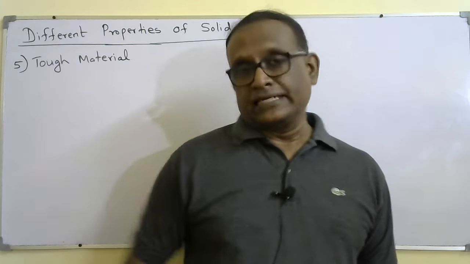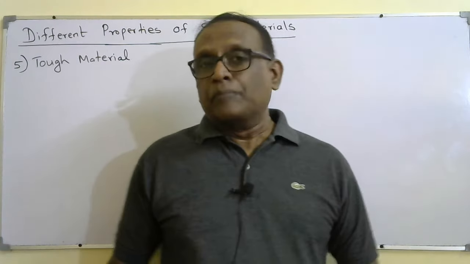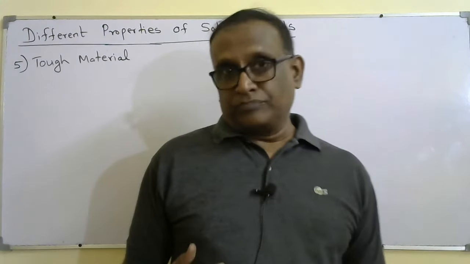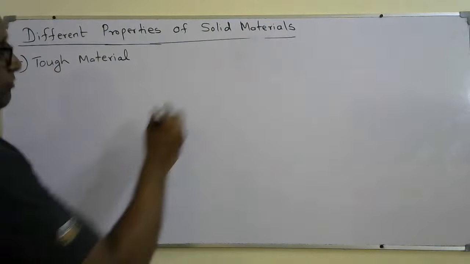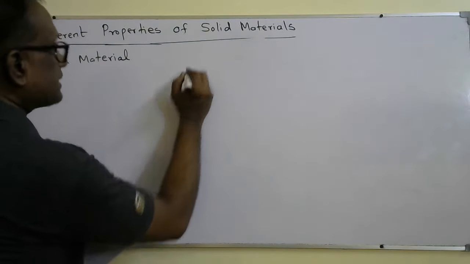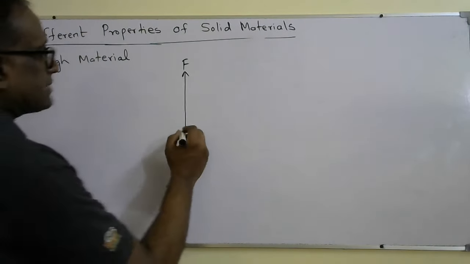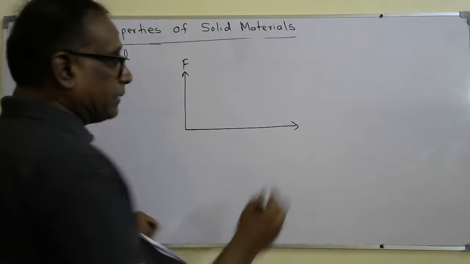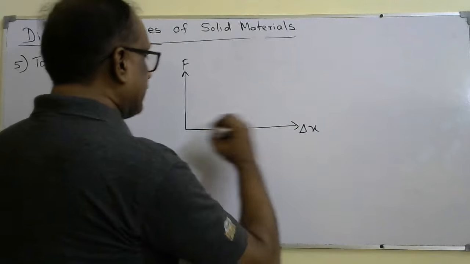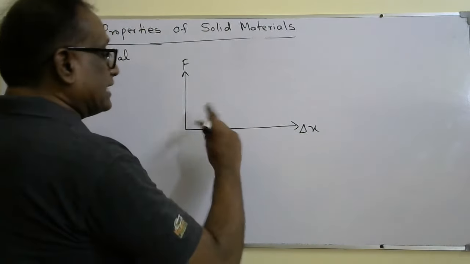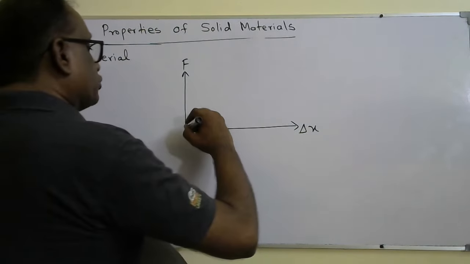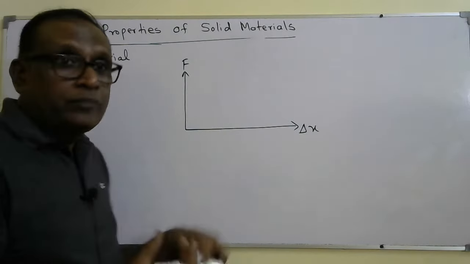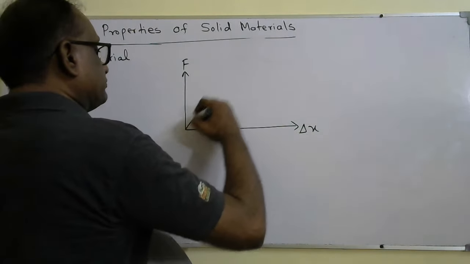Even car buffers must be tough materials. If you plot a graph, force against extension or stress against strain, it will be the same as what I drew earlier for copper, like a ductile material, the same format, the same shape. But here we consider the area under the graph should be larger, because it should be able to absorb a large amount of energy. So the area under the graph is larger.